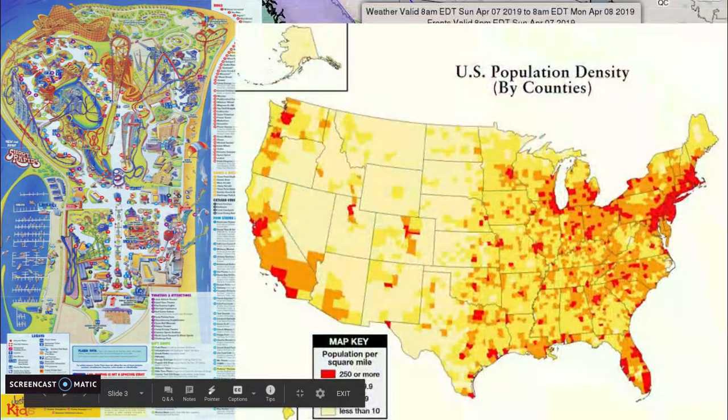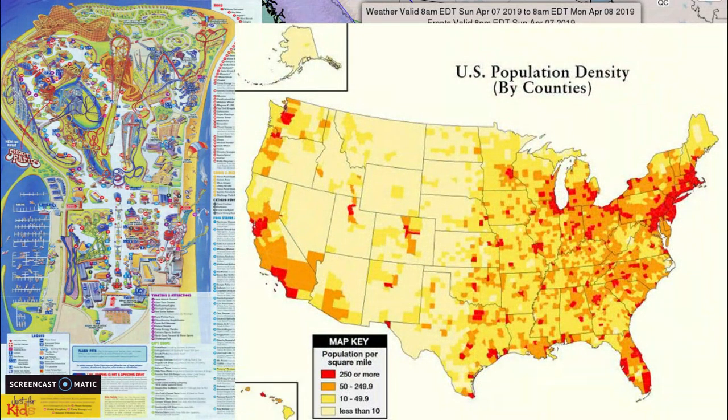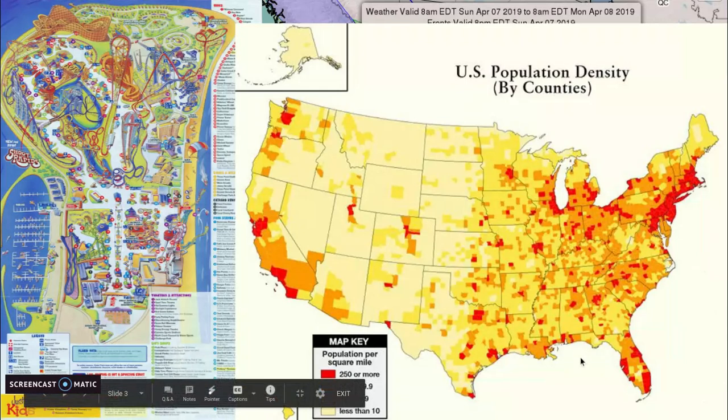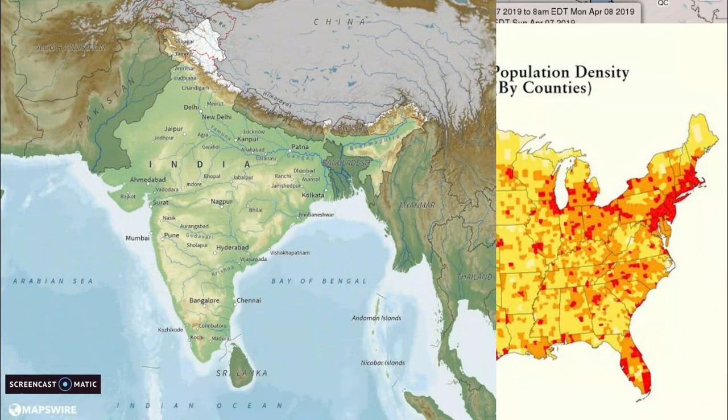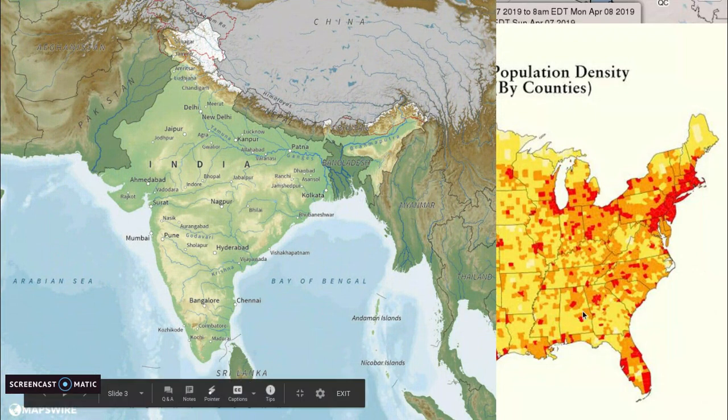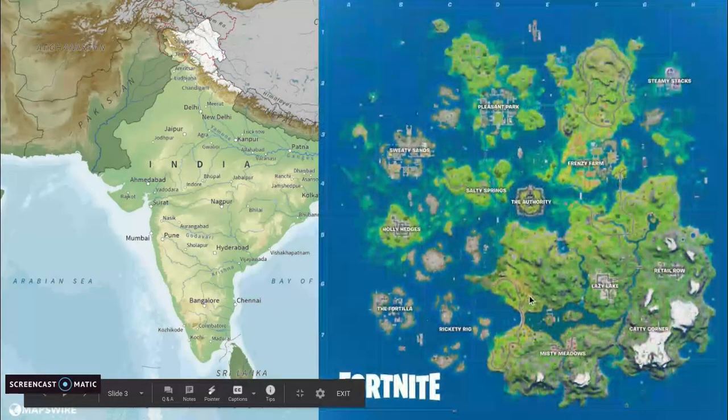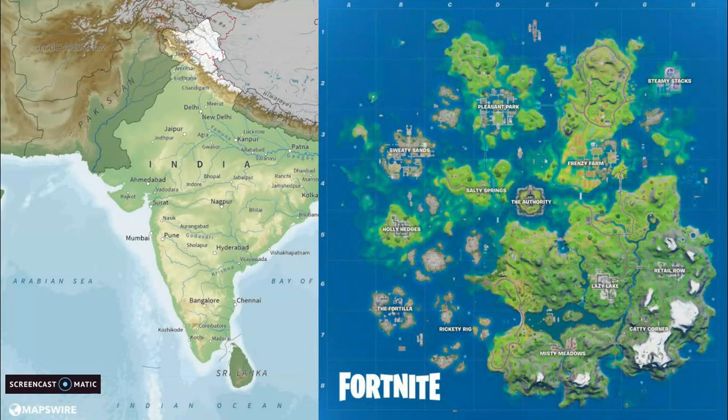There's population density maps where you can see where in the country or in the state that most people live. There's also physical maps where you can see rivers and mountains and oceans and lakes and islands and so on of a particular area. There's even maps in video games. All right, this particular map is of Fortnite.